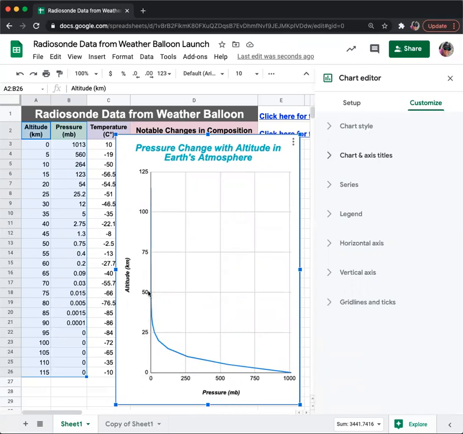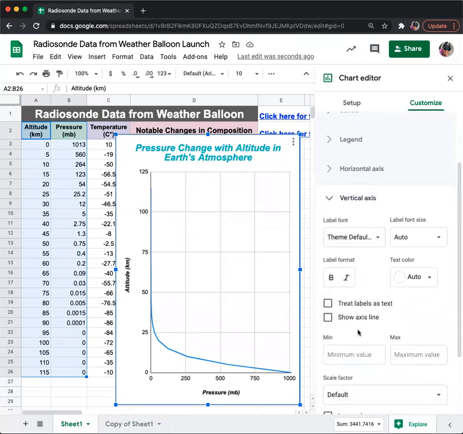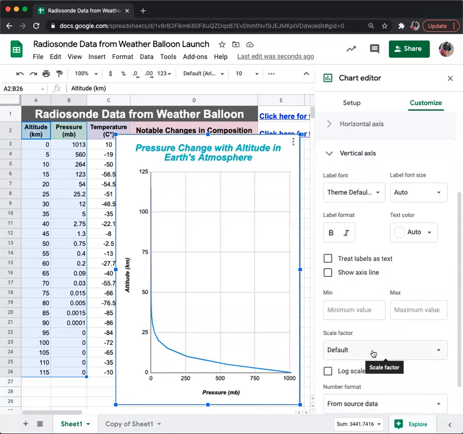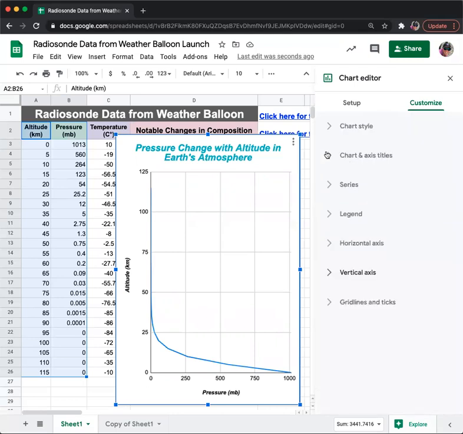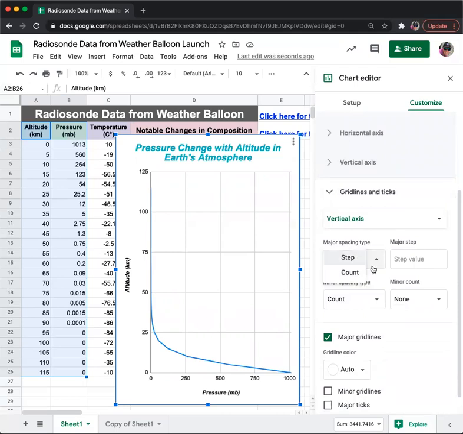So 0, 25, 50, like that's fine, but I actually want to know what these smaller hash marks are. So you might find that you could go to your horizontal axis and your vertical axis. And if you do that, you are going to find your scale factor down here. But that's not the easiest place to change your grid lines. We're actually going to go all the way down to grid lines and ticks. Go ahead and click on that. And we're going to change our steps.